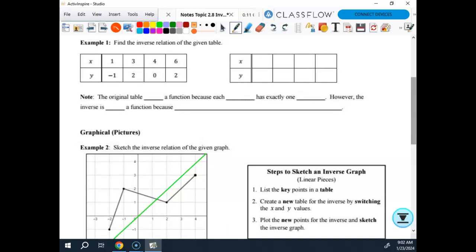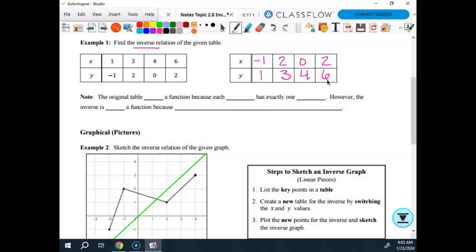So here's our table. We have x and y values. Since it is the inverse, our x's and y's just switch places. So our list of y values, which is negative 1, 2, 0, 2, becomes our x's, and then our x's become our y's: 1, 3, 4, and 6. Everybody okay with that?